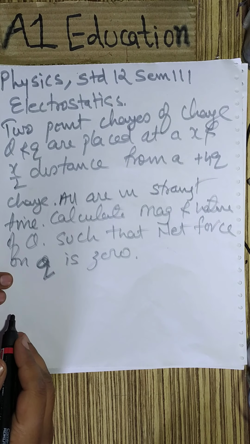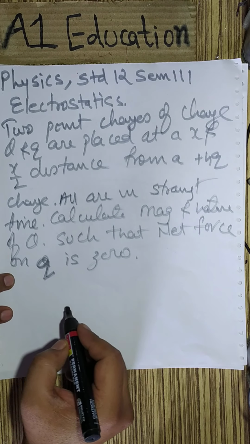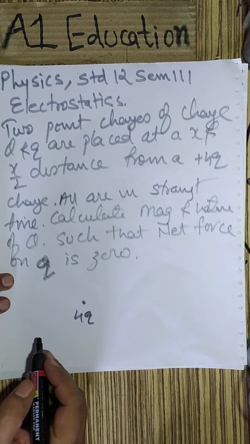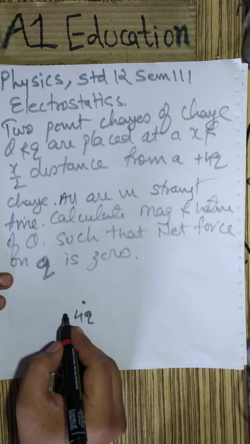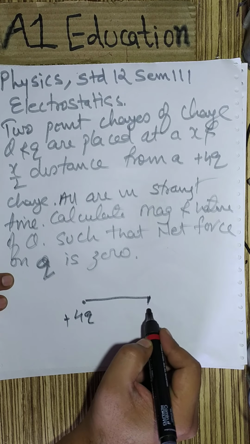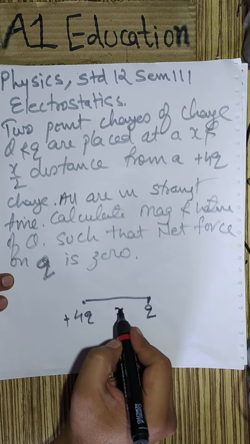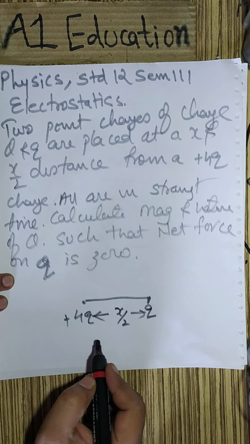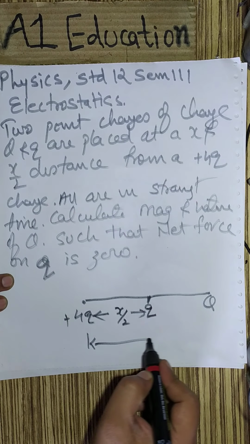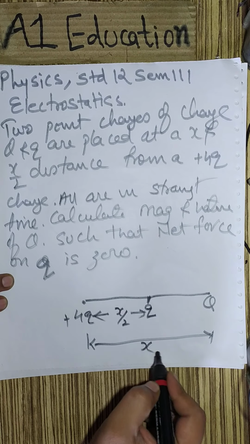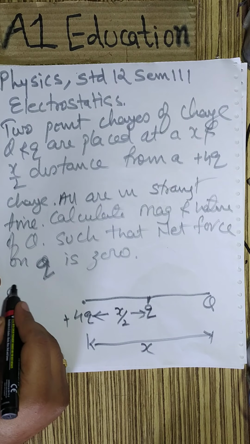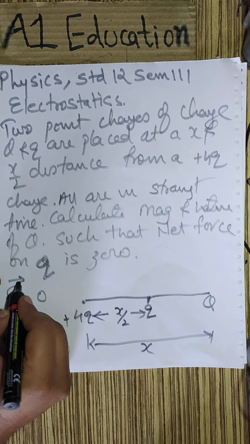So, if you visualize this question and try to draw the diagram, let's say this is the charge 4Q. We have been given plus 4Q charge, and from this 4Q charge another charge Q lies at a distance x by 2, and there is one other charge capital Q lying at a distance of capital X. Now it is also given that force on the small charge Q is 0.